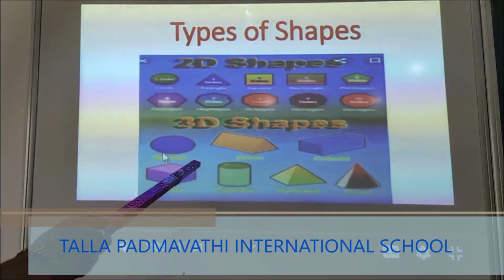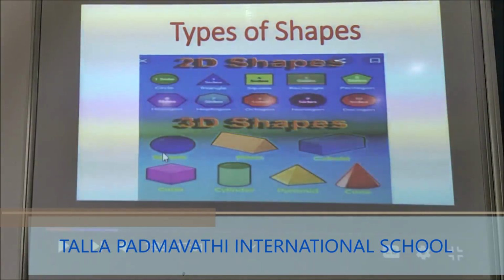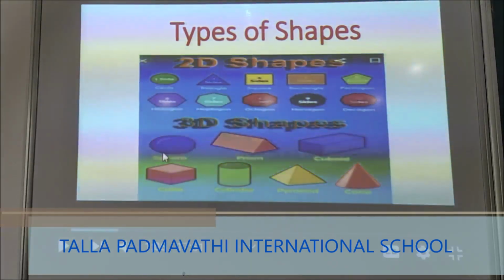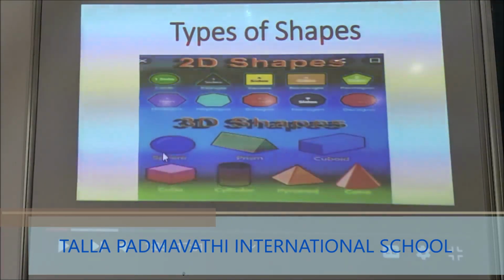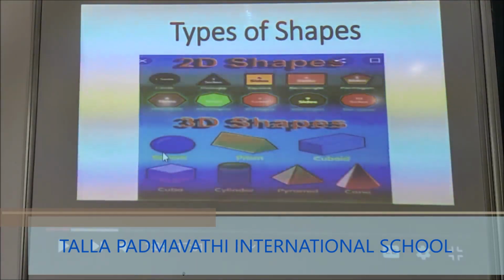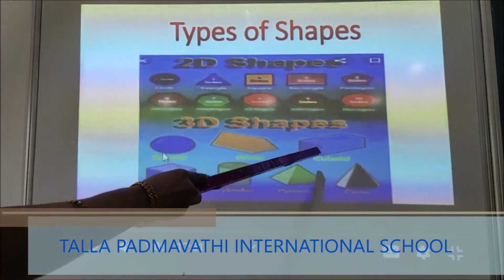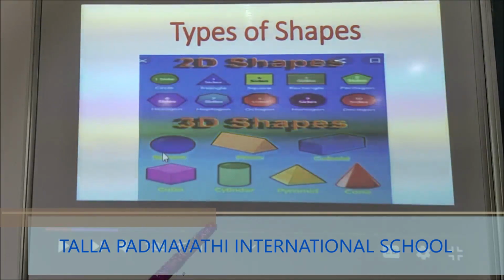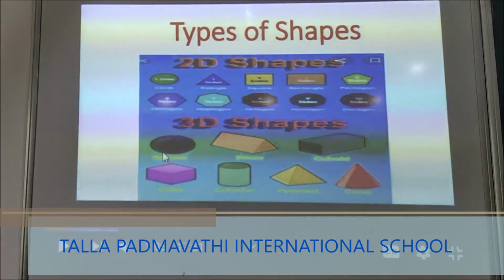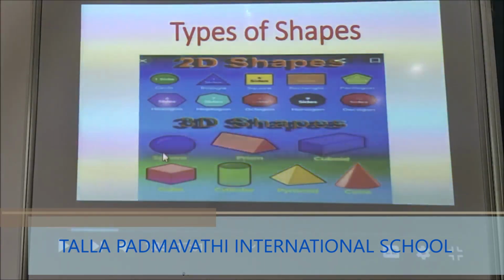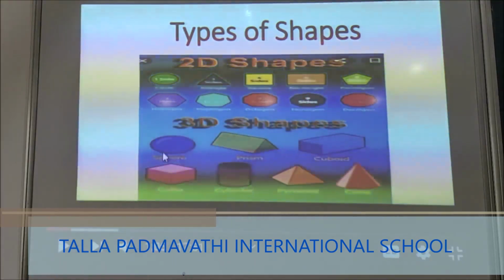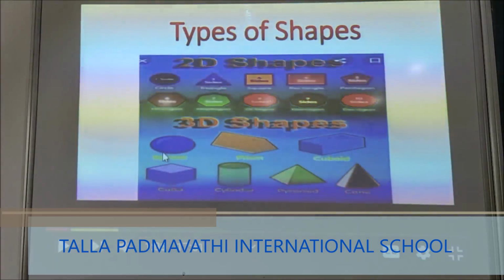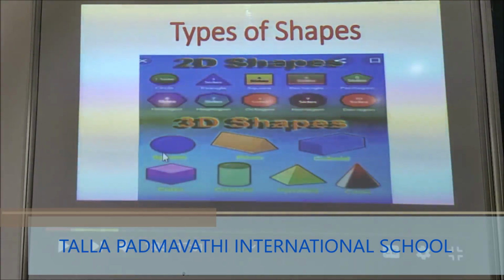The next shape is prism. Our next shape is cuboid. So can we relate cuboid to our chapter? Yes children. How? The shape of the brick is similar to a cuboid. Our next shape is cube. And the next one is cylinder. And the next one is pyramid. And the last one is cone.